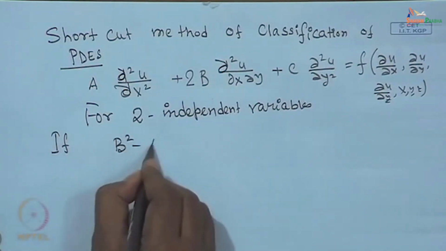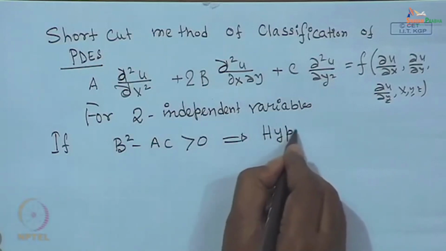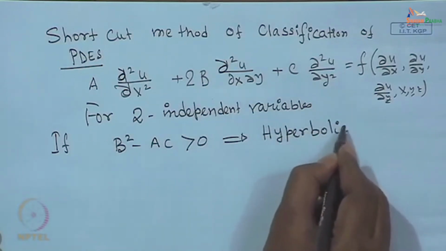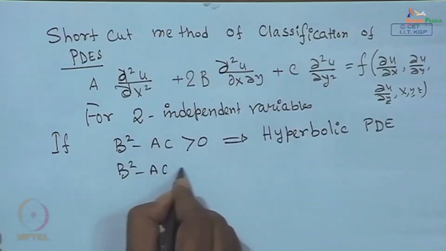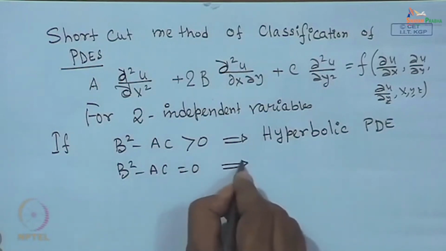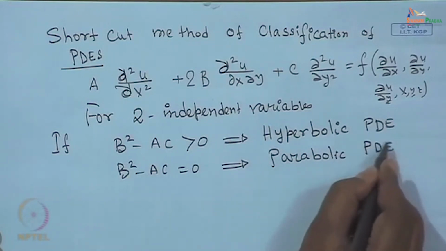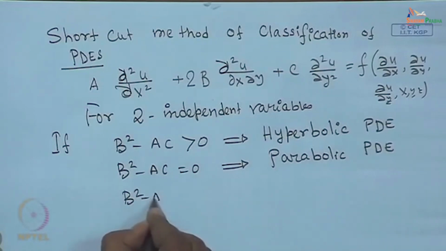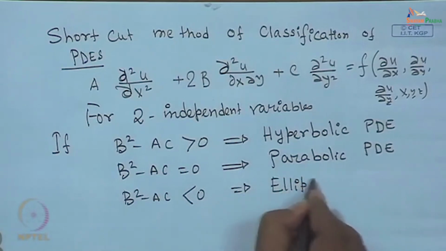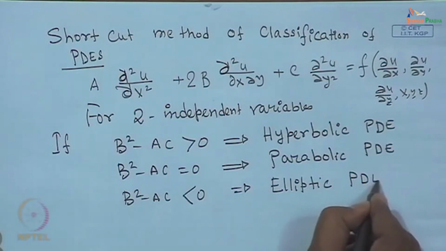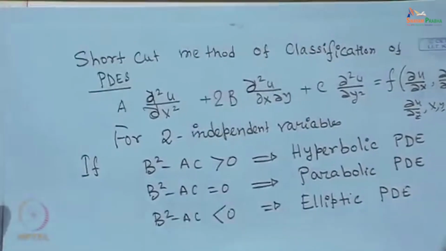If b square minus ac is greater than 0, then we are talking about a hyperbolic partial differential equation. If b square minus ac is equal to 0, then we are talking about a parabolic PDE. If b square minus ac is less than 0, then we are talking about an elliptic partial differential equation. Now, that becomes very simple for a two dimensional problem.